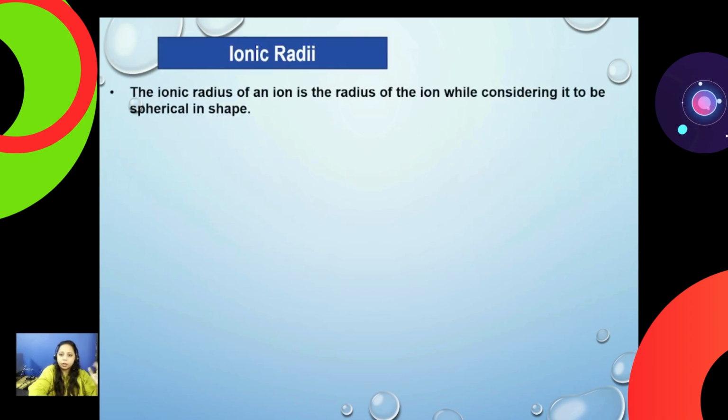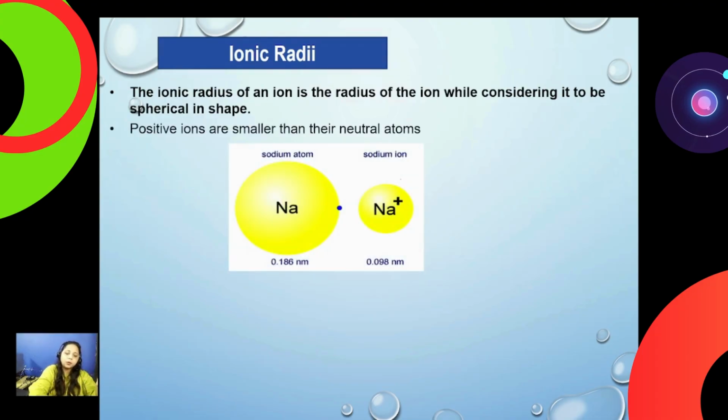Now the ionic radii. How do we define ionic radii? Simple. What are positive ions and what are negative ions? How does a positive ion form? When an electron is lost. Sodium is in group number 1. It has only one outer electron. It donates that to someone else in order to have a complete outermost shell. Now the inner shell would be complete. It's an ideal situation for sodium. So positive ions are smaller than their neutral atom because the outer shell is lost.